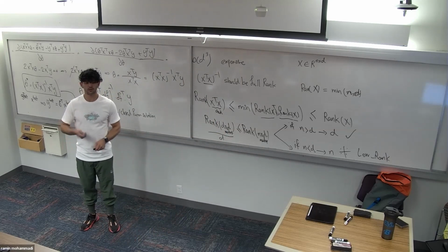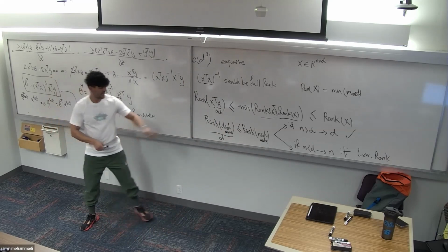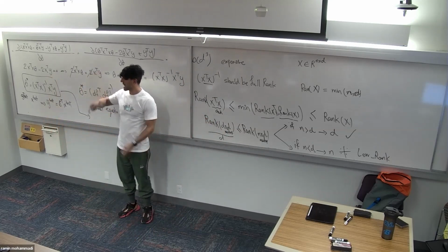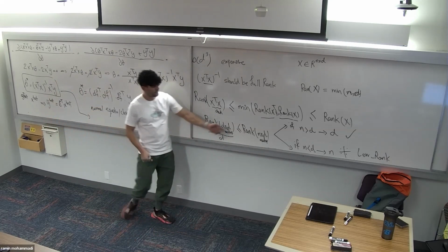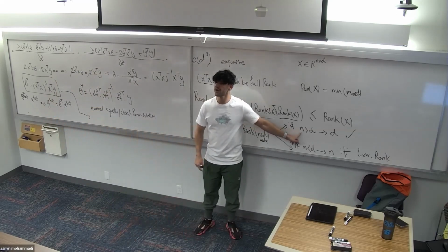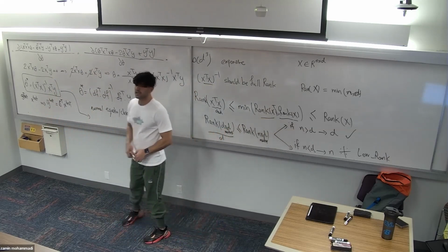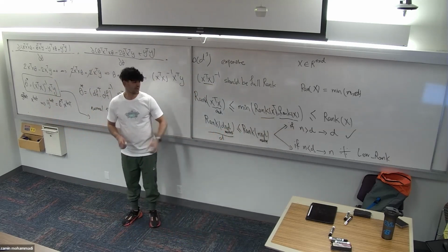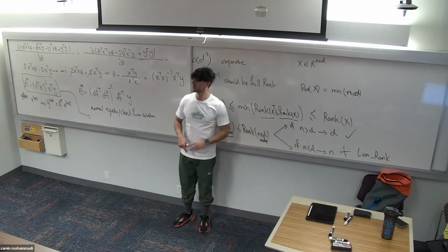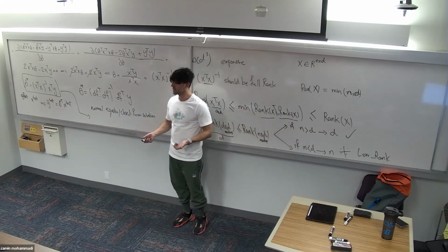You need to look at the number of records that you have and the number of columns. N is the number of records, and d is how many columns you have. If you have more records than columns, you can solve it. If you have more columns than records, you cannot solve it. That's what it tells you.